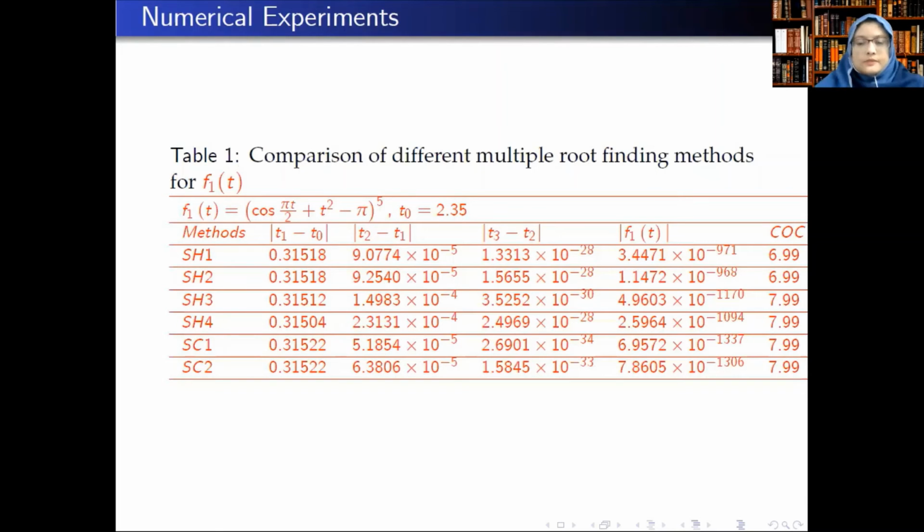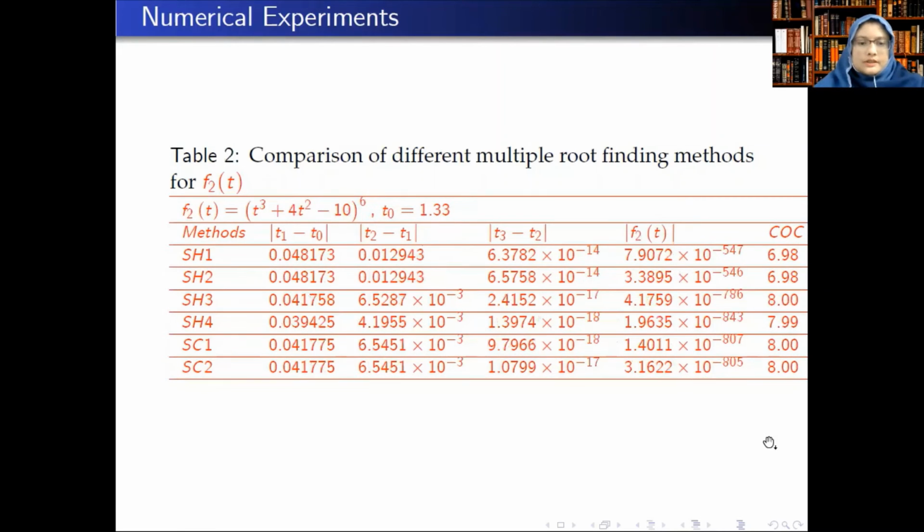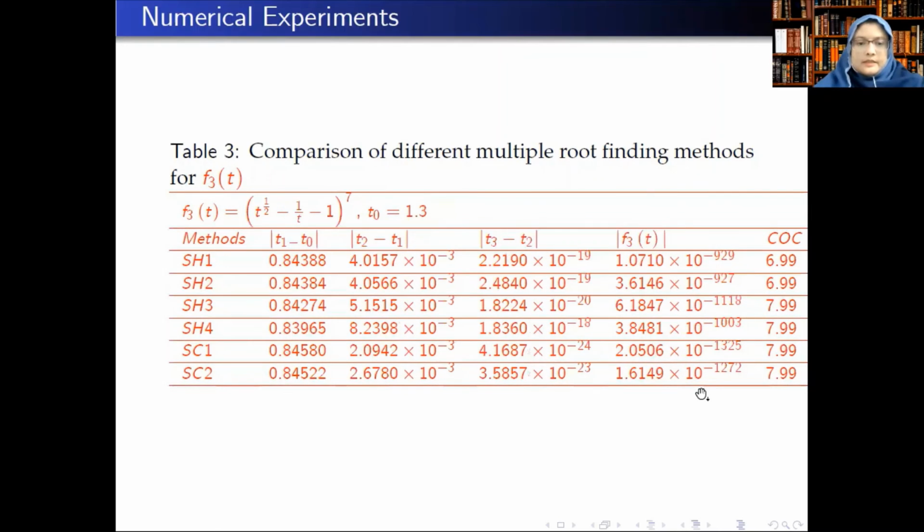Now this is table 1. You can see here that our methods SC1 and SC2 are performing better than the previous methods of this domain, the 7th and 8th order methods, and they are performing well not only in the error of the consecutive iterates but also in the functional residual error. Also, the theoretical order of convergence is verified here in the form of the computational order of convergence. The same holds in table 2. We see here our methods SC1 and SC2.